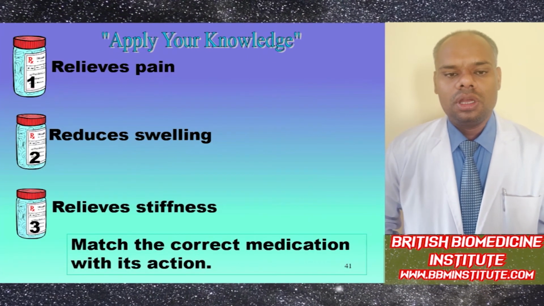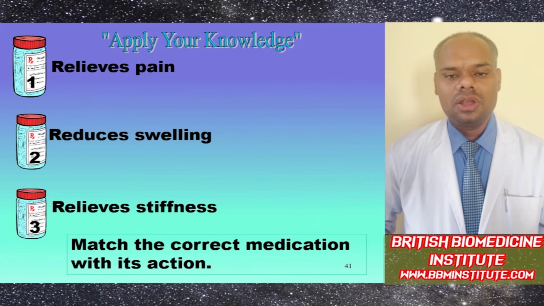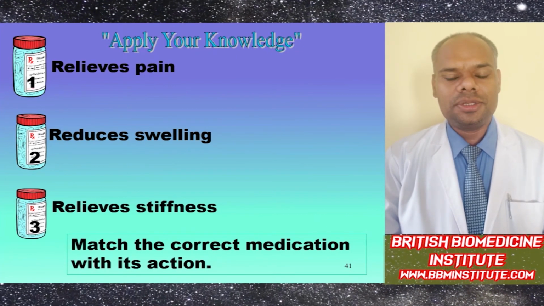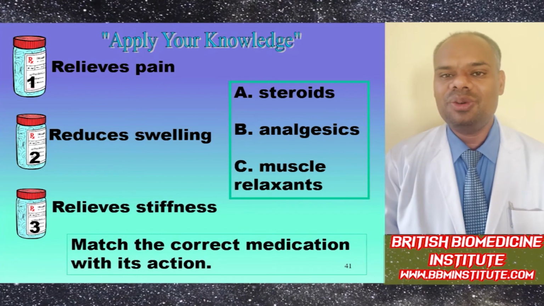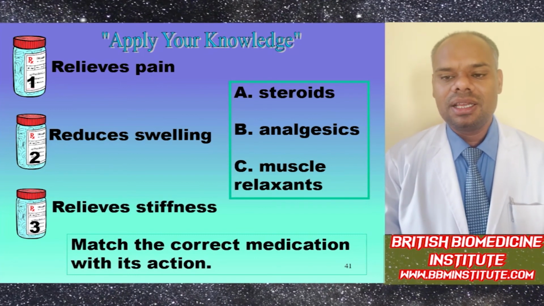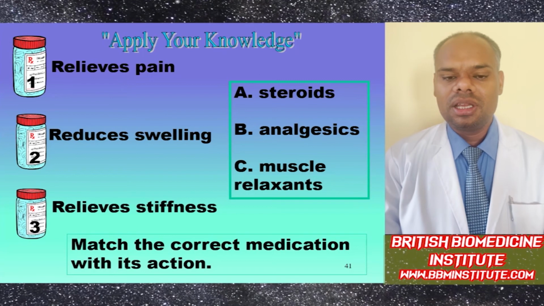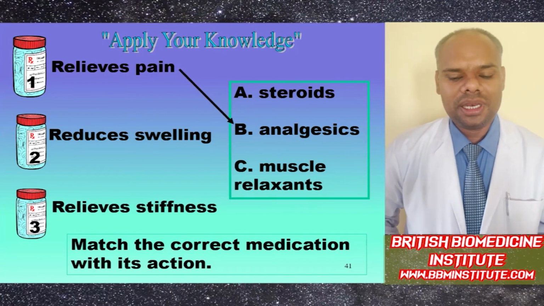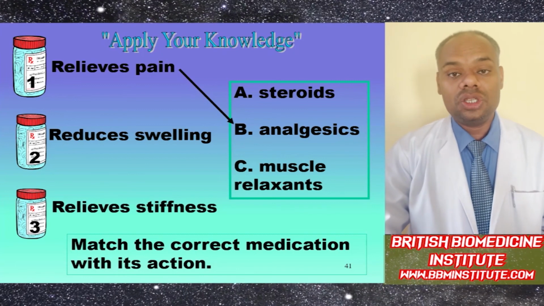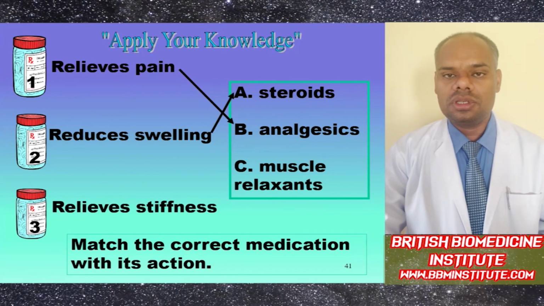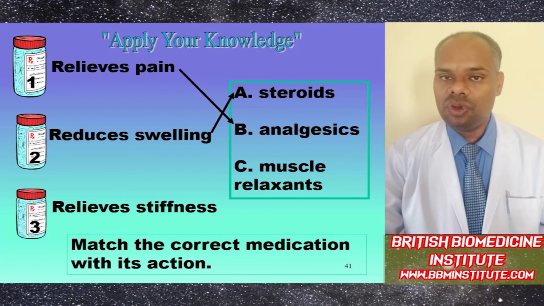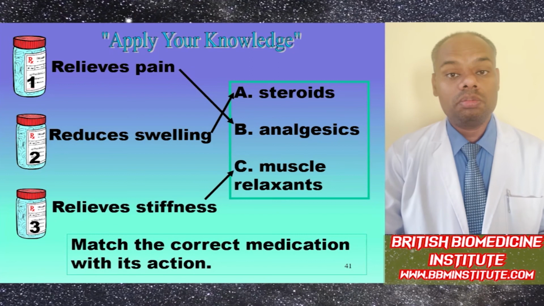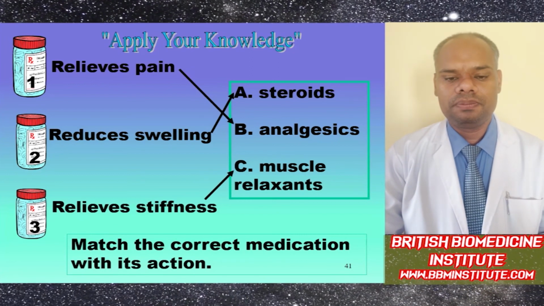So next question is: what are the medicines which help in relieving your pain? For that, we can use analgesics, steroids, and muscle relaxants. So here, the answer is analgesics for relieving your pain. And in order to reduce your swelling, we have to use steroids. And if you want to reduce your stiffness, then you can use various muscle relaxant medicines.